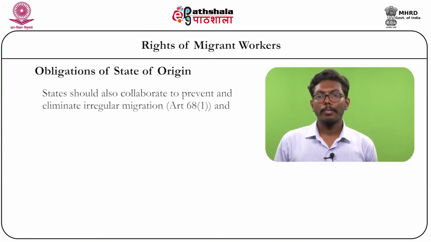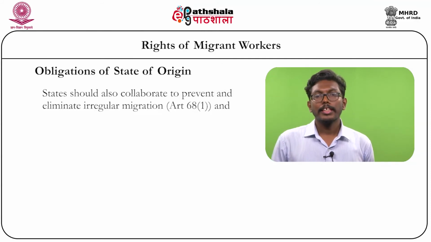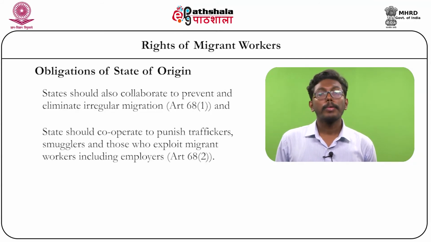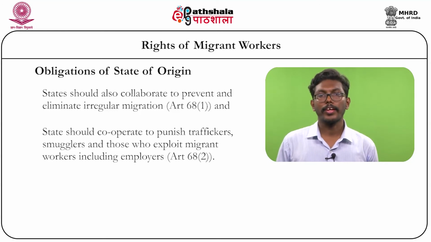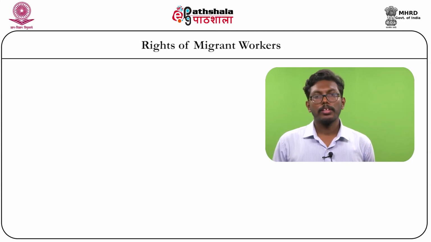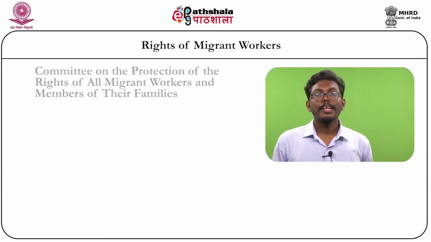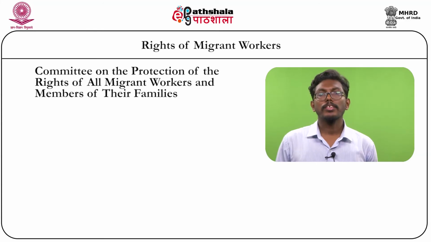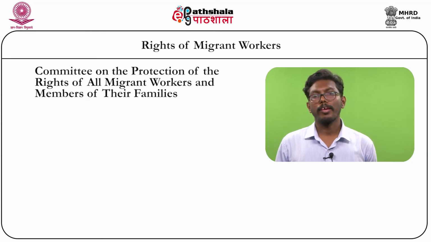States should also collaborate to prevent and eliminate irregular migration. States should cooperate to punish traffickers, smugglers and those who exploit the migrant workers, which includes employers, agents, etc. Now, what are the treaty mechanisms available under this convention? There is a committee on the protection of the rights of all migrant workers and members of their families.